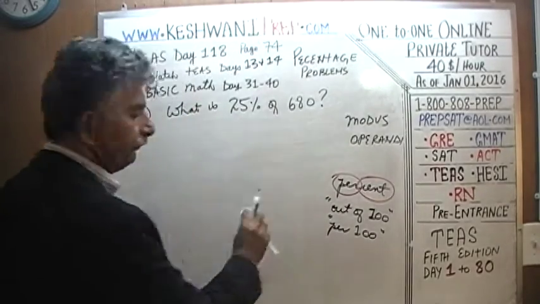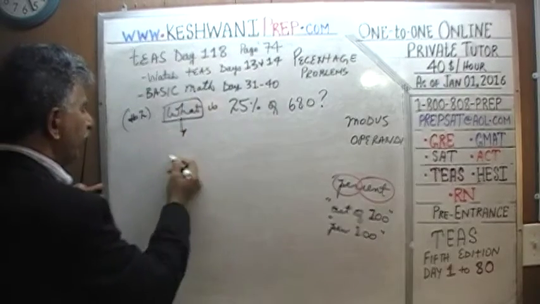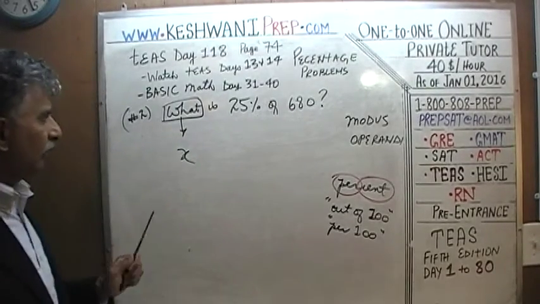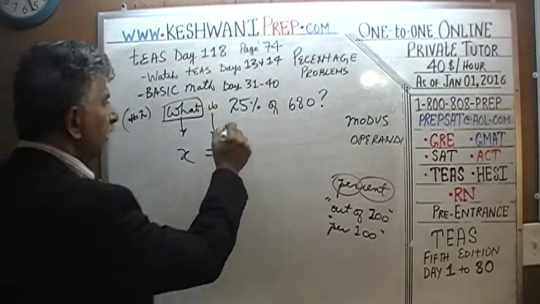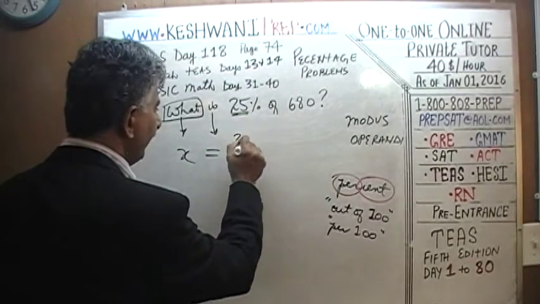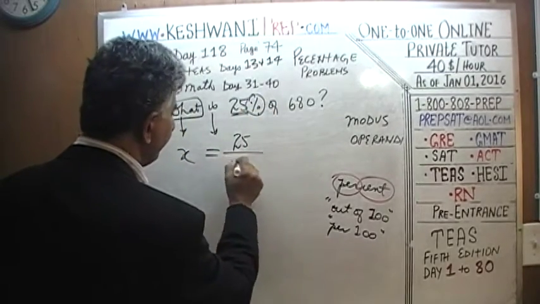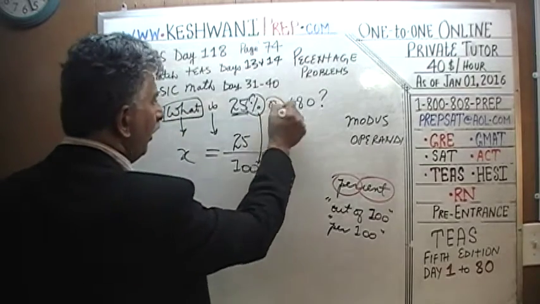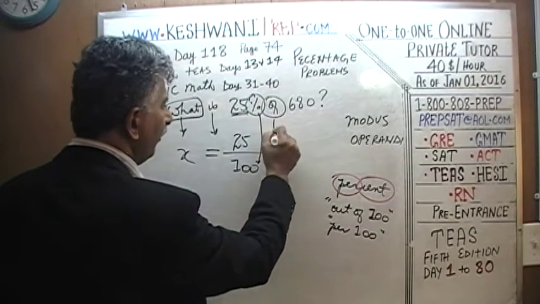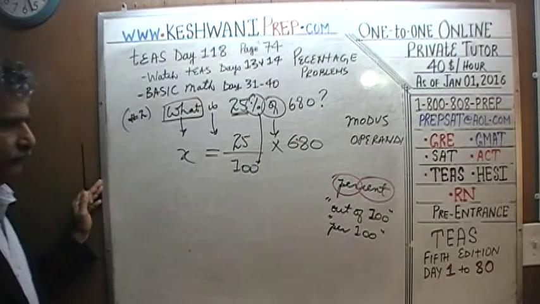Watch what happens. What? That's our unknown. We're going to represent our unknown with X. Is means equal. 25 is just 25. What about percent? Well, percent means out of 100. Of means times. And 680. That is your equation.